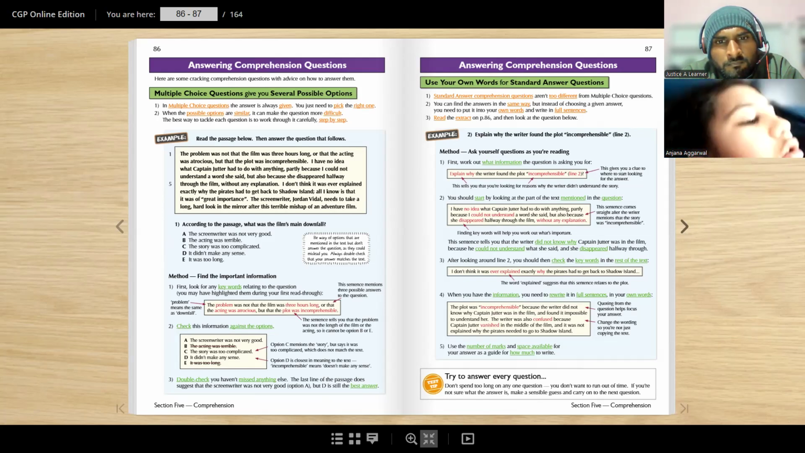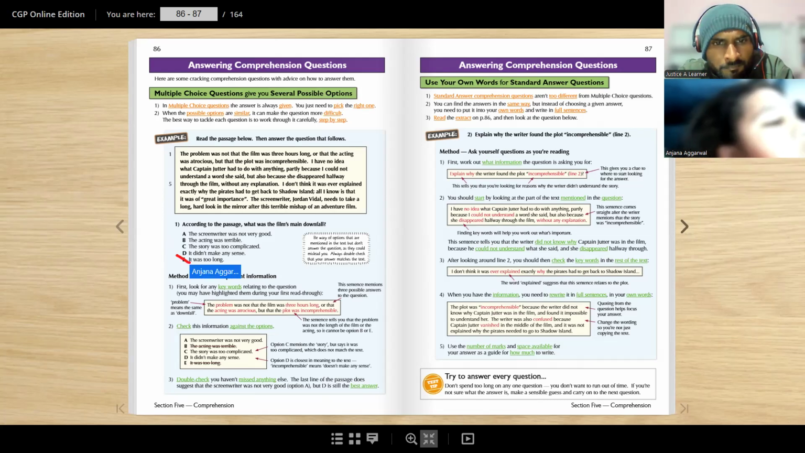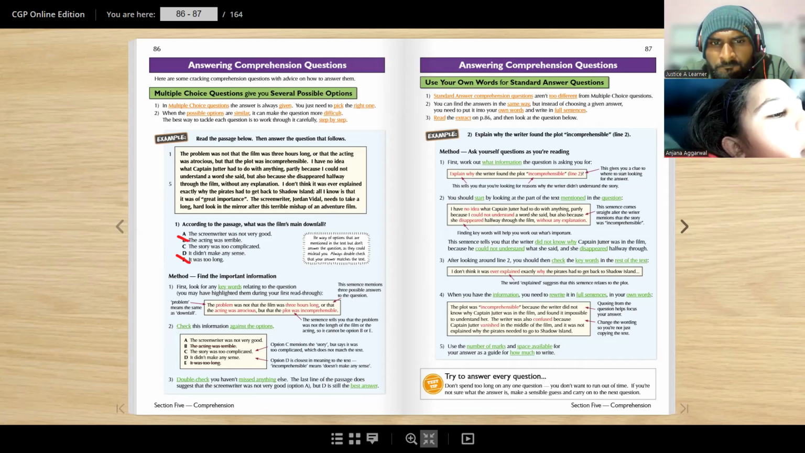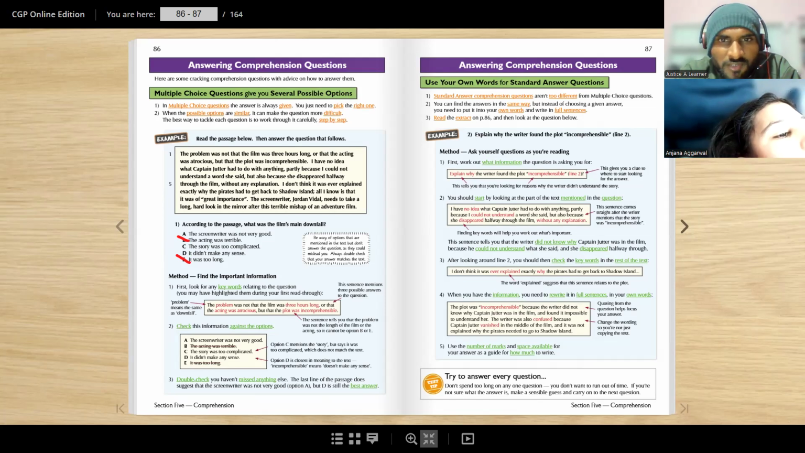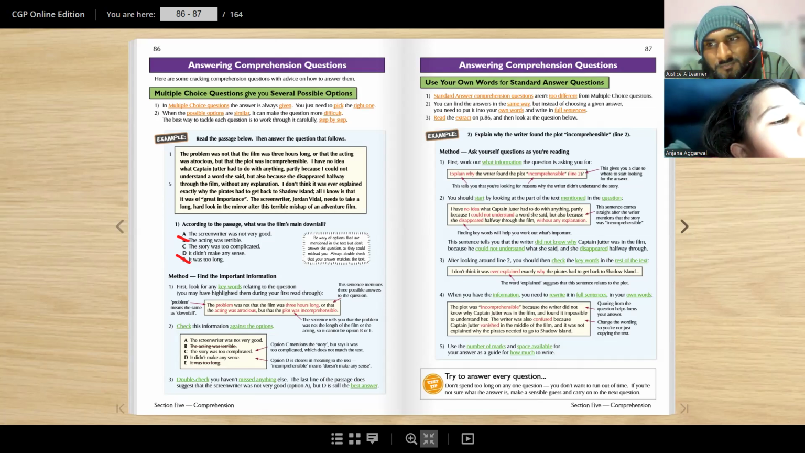It was too long. It didn't make any sense. The story was too complicated. The acting was terrible. The screenwriter was not very good. So what do you think would be the answer? It didn't make any sense.